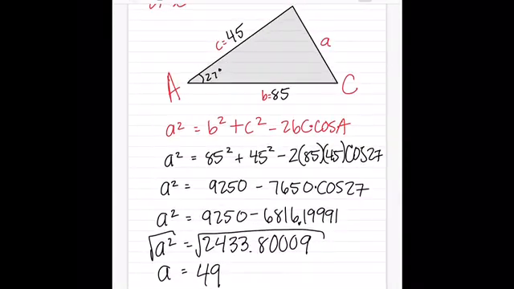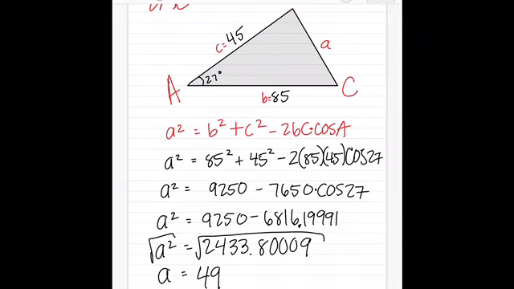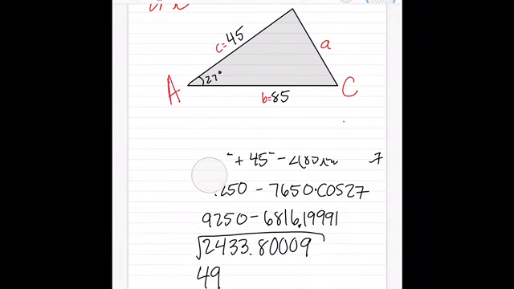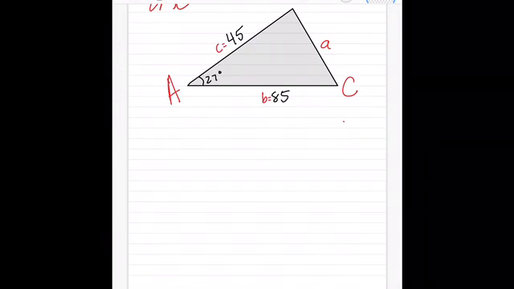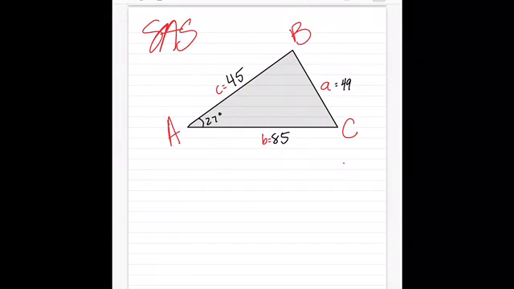And I get 49, which is the correct answer. Okay, now I'm going to go ahead and erase this so we can still use the same calculator, the same triangle. So side A was 49. Okay, so now we need to find the angles. We already have angle A. Let's find angle B. So we're going to find this one right here.